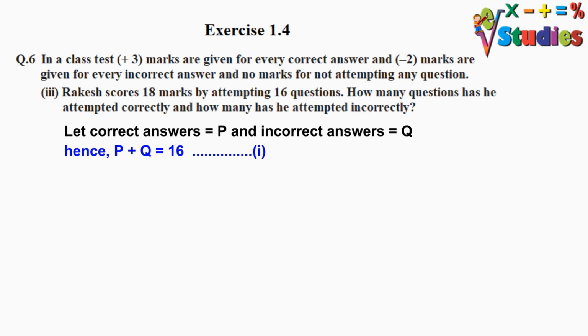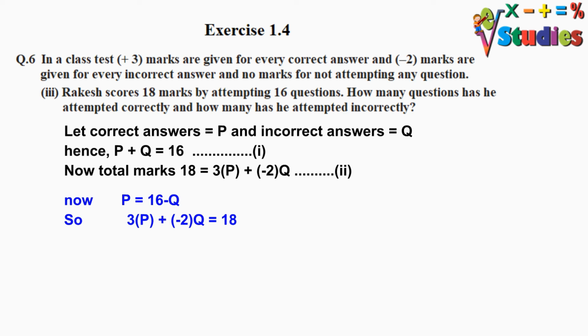We'll call it equation number 1. Now Rakesh has got a total of 18 marks. So 3 multiplied by correct answers plus -2 multiplied by incorrect answers, that is 3 multiplied by P plus -2 multiplied by Q is equal to 18, and that is our second equation, equation number 2.